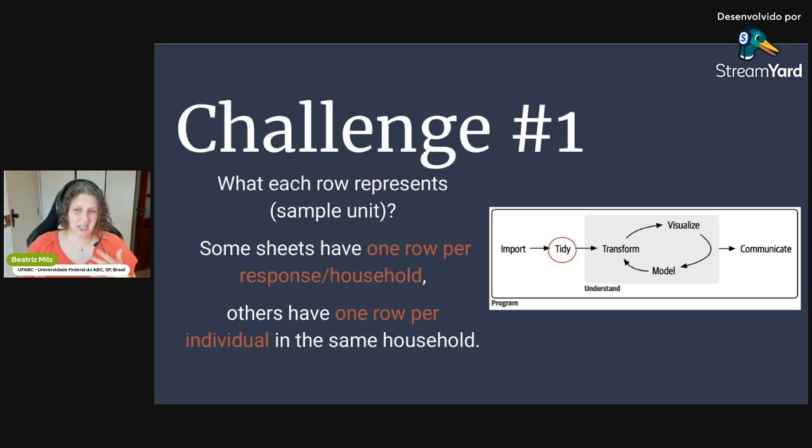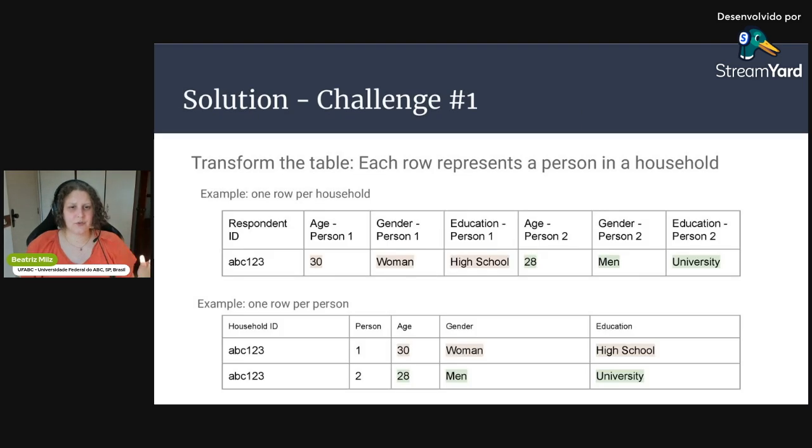So this challenge number 1, as I said before, we had different sheets that had different sample units. So we had to decide which way we would transform it. So we did a pivot. Each line in the final data set would correspond to a person, not one household, which is the way that the respondent table is initially.